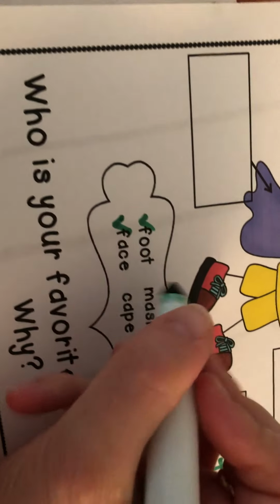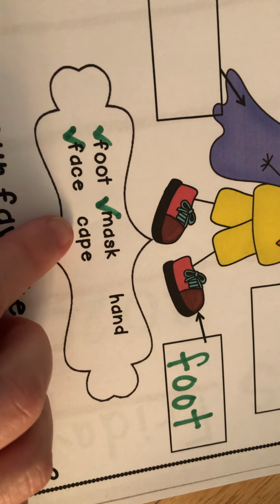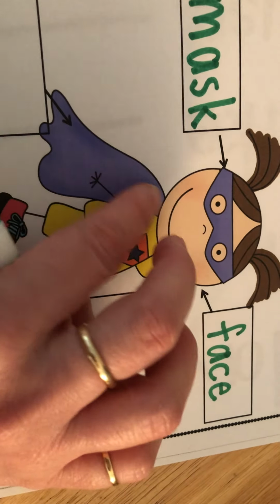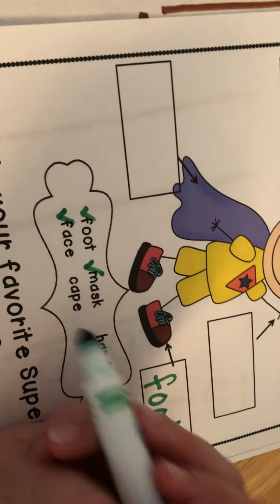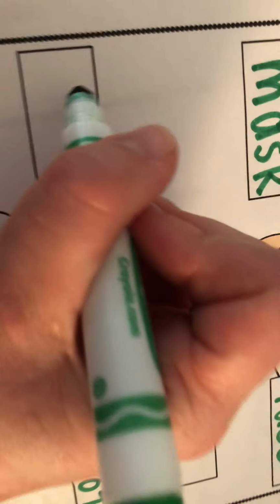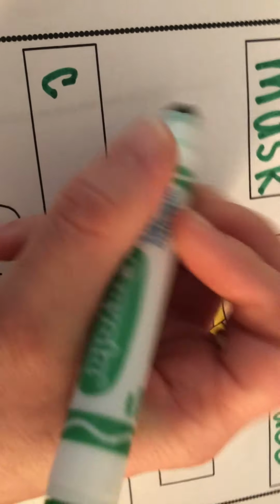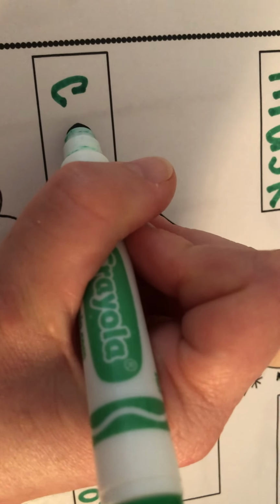Mask. All right. And the next part we're going to label is the cape. The cape is a piece of cloth that helps superheroes fly. So cape begins with K. That's the hard C sound. So let's write cape.